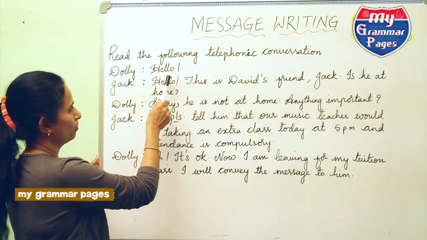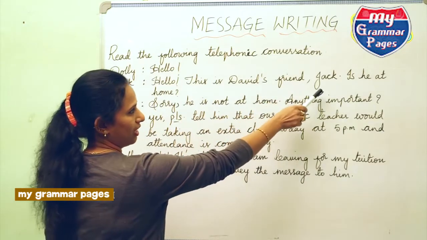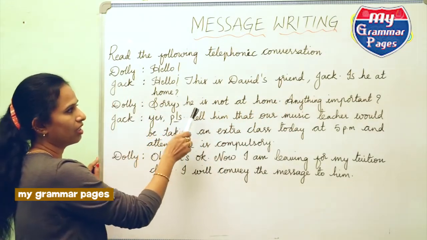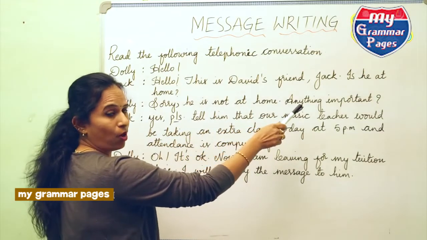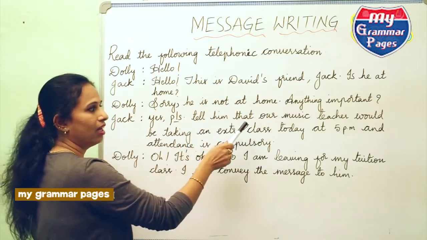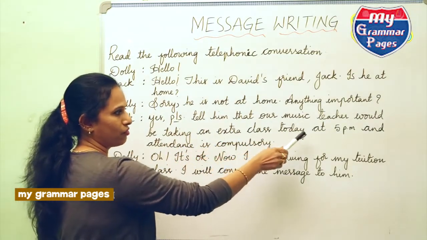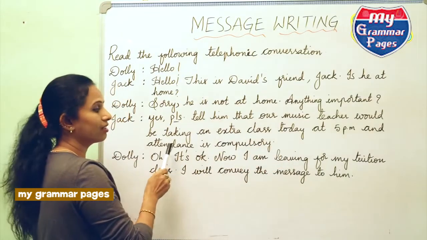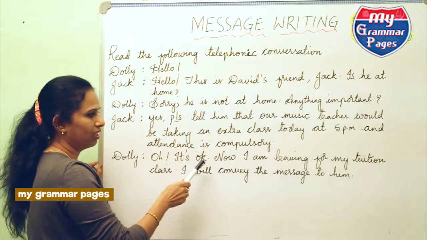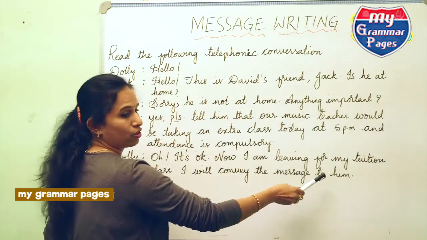Dolly: Hello. Jack: Hello. This is David's friend Jack. Is he at home? Dolly: Sorry, he's not at home. Anything important? Jack: Yes, please tell him that our music teacher would be taking an extra class today at 5 p.m. and attendance is compulsory. Dolly: Oh, it's okay. Now I'm leaving for my tuition class. I will convey the message to him.